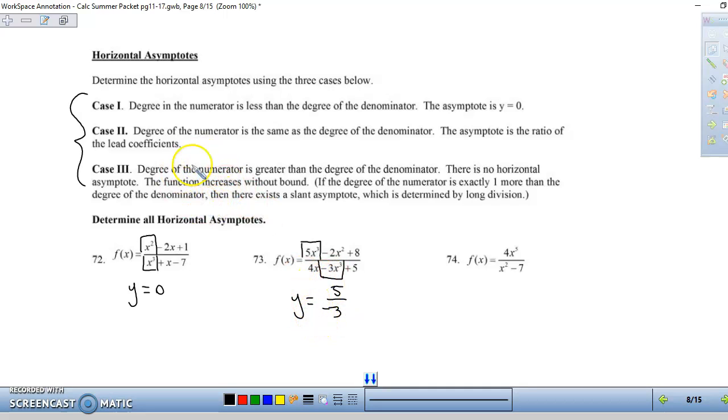Okay, and then the last case, degree of the numerator is greater than the degree of the denominator. So here you'll see this degree is 5 and this degree is 2. So that means there's no horizontal asymptote. But there could be a slant asymptote. And that occurs when the degree of the numerator is exactly 1 more than the denominator, and then you do a division to figure out that slant asymptote. So there's all of those rules as well.